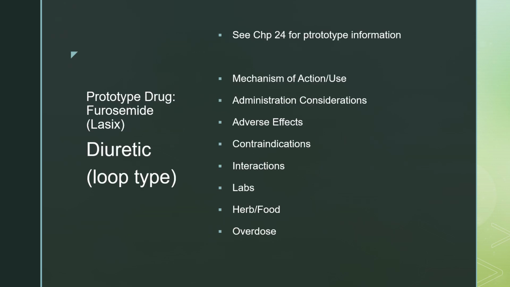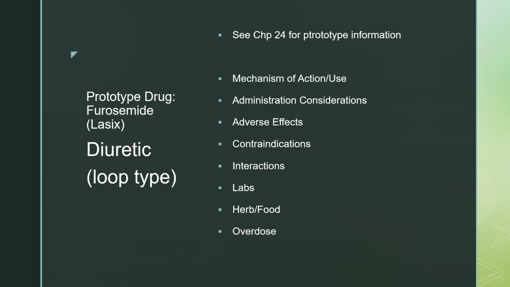All right, so our first prototype drug, we're going to start off with one that's very, very common, and that is furosemide or Lasix. This is a diuretic, and it is a loop diuretic. This is in an overview in this chapter, but the actual prototype drug box is located in chapter 24. So I'd like you to go ahead and pull that up so we can follow along.